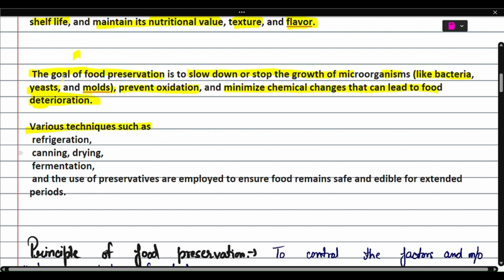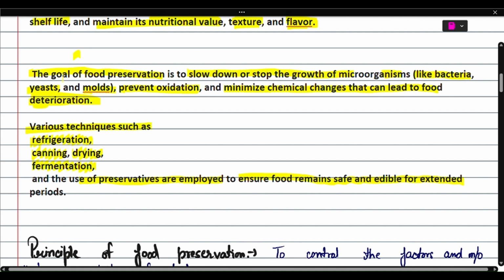The first is refrigeration. Second is canning. Third is drying. And fourth is fermentation. The use of preservatives is also employed to ensure that food remains safe and edible for an extended period of time.